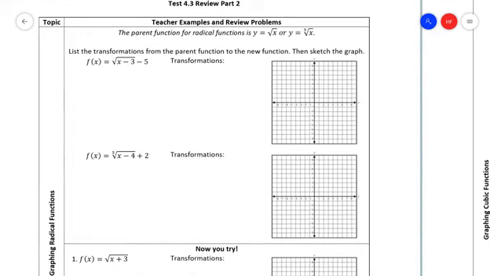So on this first section, we are graphing radical functions. So remember, when we graph our radical functions, our parent function is, depending on which type of radical function, either the square root or the cube root of x. So first thing we're going to do is list our transformations. So I have that minus 3 on the inside. On the inside, we always think opposite. So that's going to be a horizontal shift to the right.